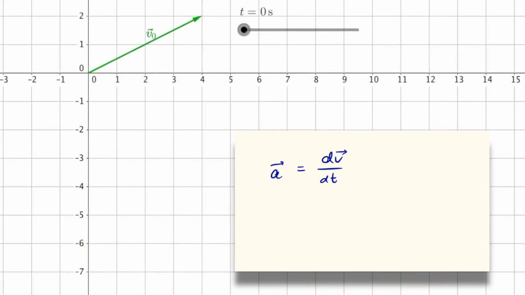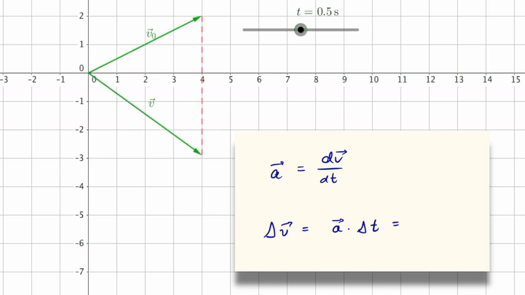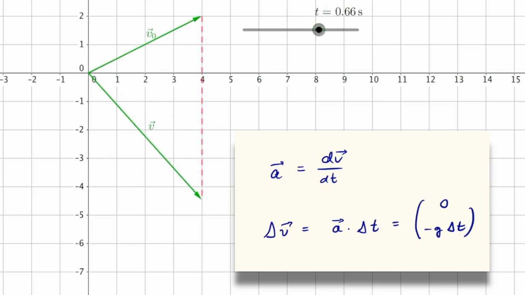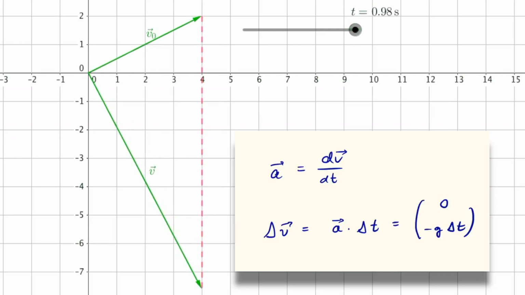As a side note, the motion of a ball thrown horizontally, or at an angle, can also be understood by going back to derivatives. Acceleration is the derivative of velocity, even as vectors. So the velocity vector picks up, in a small time interval delta t, a change delta v equals a times delta t. So only its vertical component changes, while the x component stays the same.